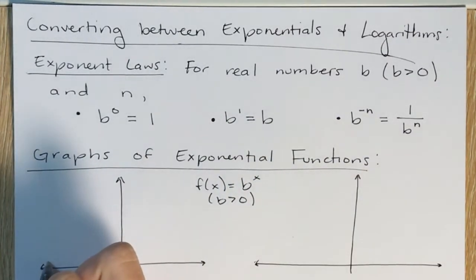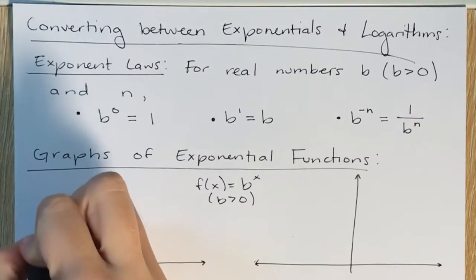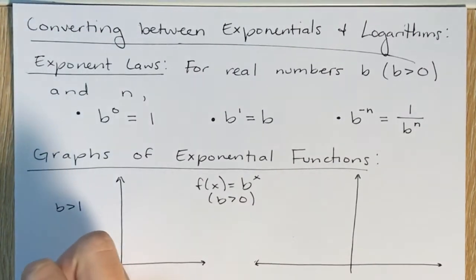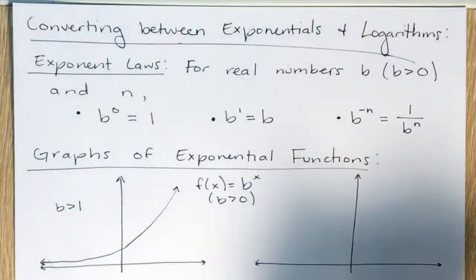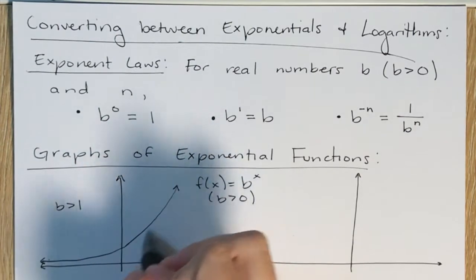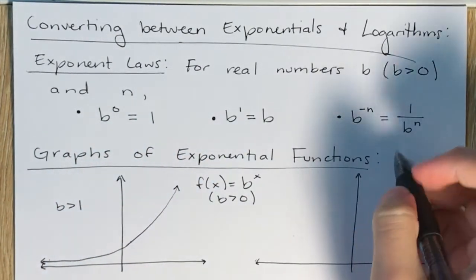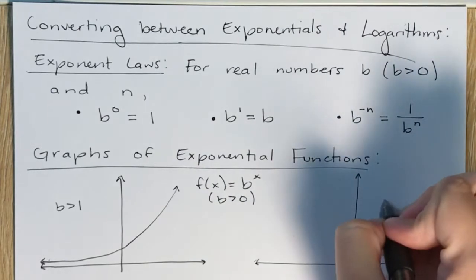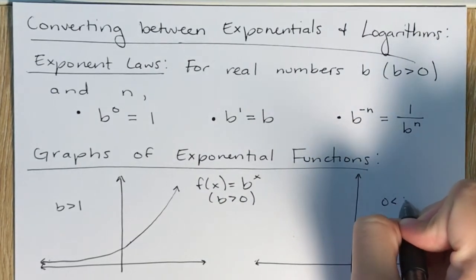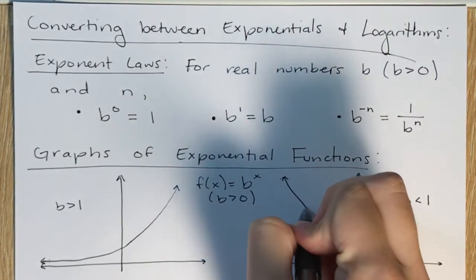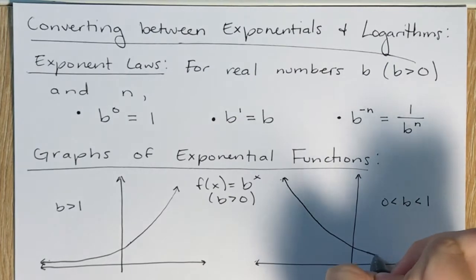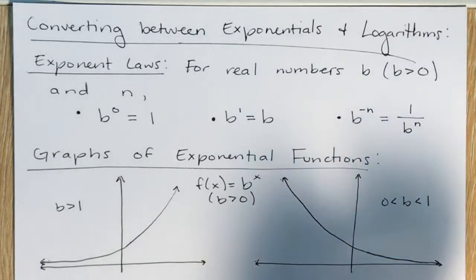If b is greater than 1, our graph is going to look like this. We have this sort of J shape. And if I have b between 0 and 1, my graph is going to have this shape. On the left, we have this graph that's getting bigger as we move along the graph to the right.